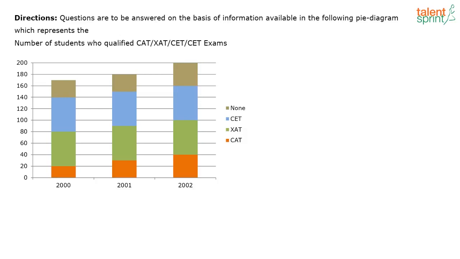So this is actually a stacked bar graph. What is a stacked bar graph? You have something stacked on top of another. Here they are saying: questions are to be answered on the basis of the information available in the following bar diagram, which represents the number of students who qualified in CAT, SAT, CET exams, or none. So this is the graph.